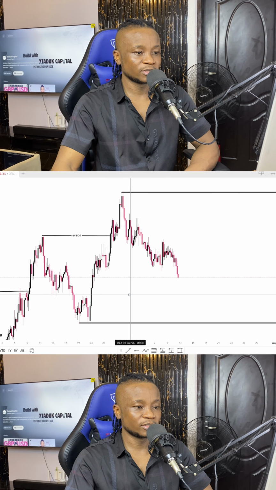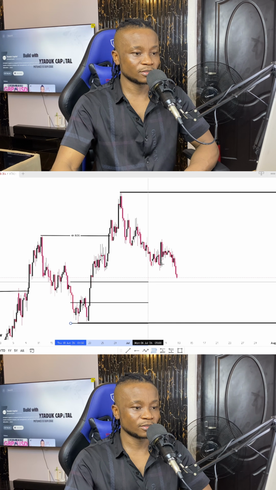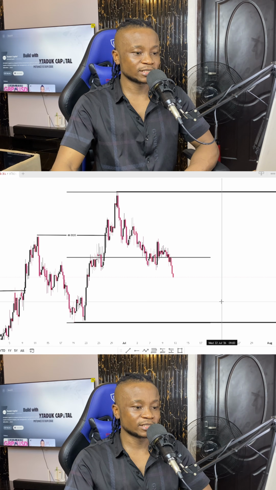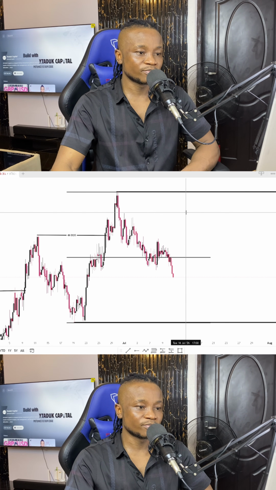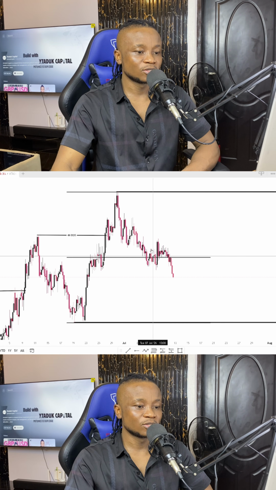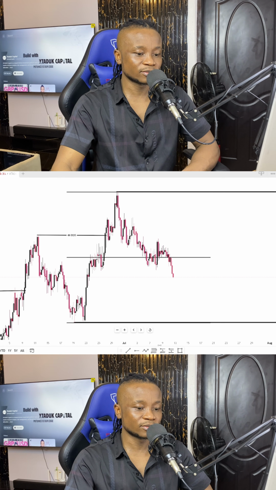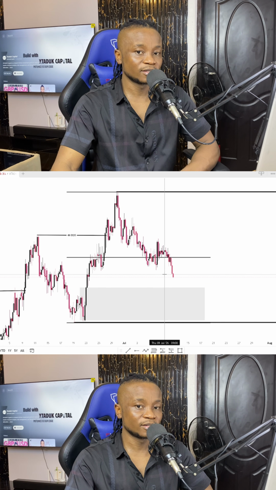So now, this being the substructure, you can see that if I point my fib from point A to point B, since the substructure is still bullish, we are looking for what? Buys. And if we are looking for buys, we should be buying from our discount. So now the market has made its way into our discount. So this will be our demand zone. The market has found its way into our discount.